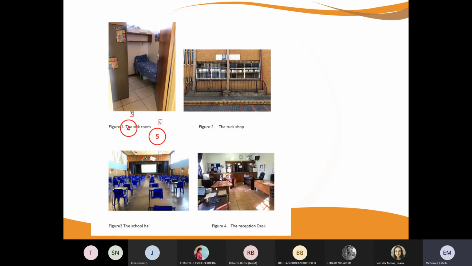This was a school that the student discussed. And for instance, I think the image is a bit small now. Let me see if I can make it bigger. Like the classroom and the hall, those are the open, accessible, and public spaces. But the sick room, where the sick kids go.